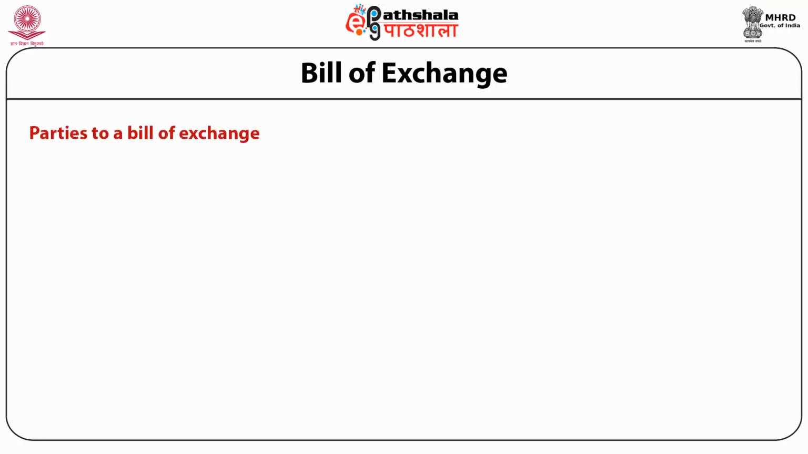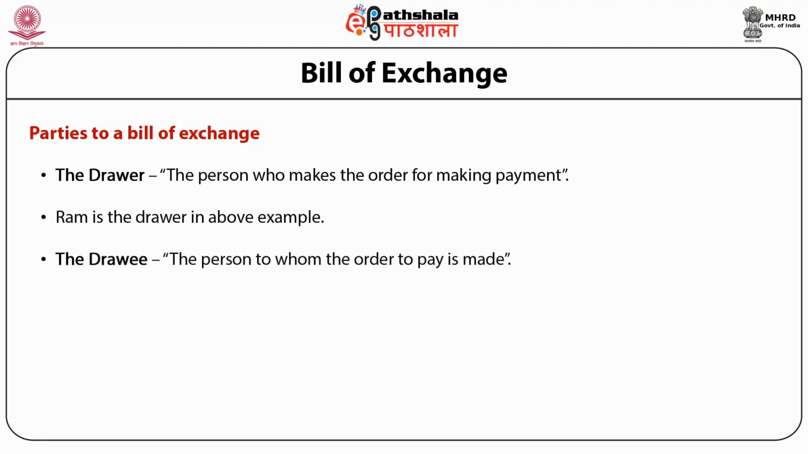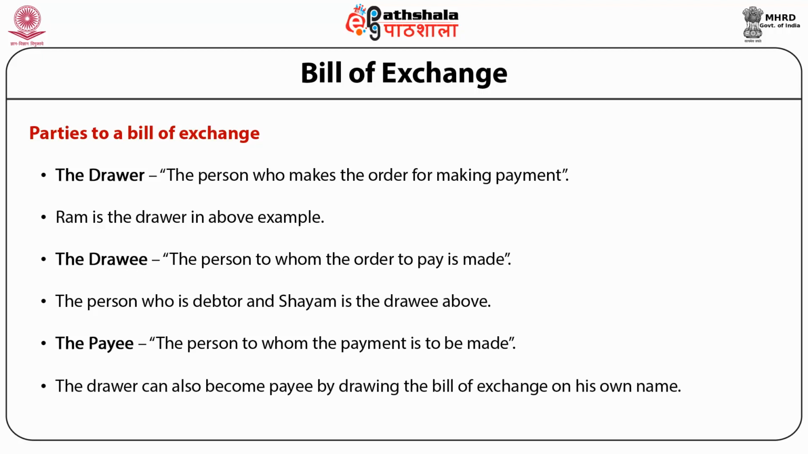Who are the different parties to a bill of exchange? There are three parties involved in a bill of exchange. One, the drawer, the person who makes the order for making payment. Ram is the drawer in the above example. The drawee, the person to whom the order to pay is made, the person who is the debtor, and Shyam is the drawee in the above example. The payee, the person to whom the payment is to be made. In this case, it is Krishna. The drawer can also become the payee by drawing the bill of exchange in his own name.